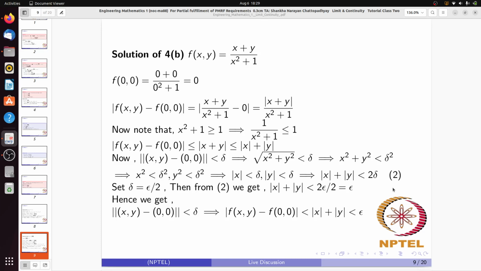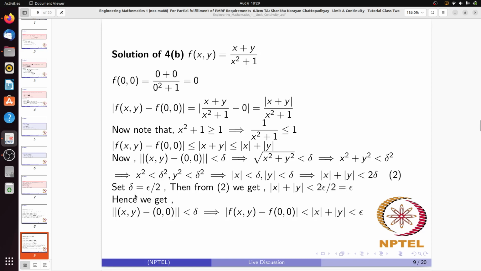So modulus of x is less than delta, modulus of y is less than delta. This will ultimately imply that modulus of x plus modulus of y is less than 2 delta. We have to set delta equal to epsilon by 2. Then from this itself we get that modulus of x plus modulus of y is less than 2 into epsilon by 2, which equals epsilon.